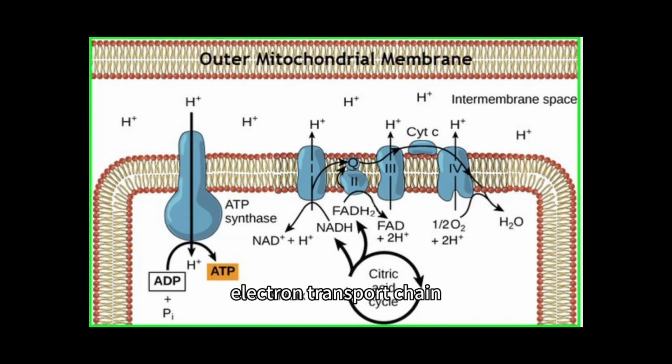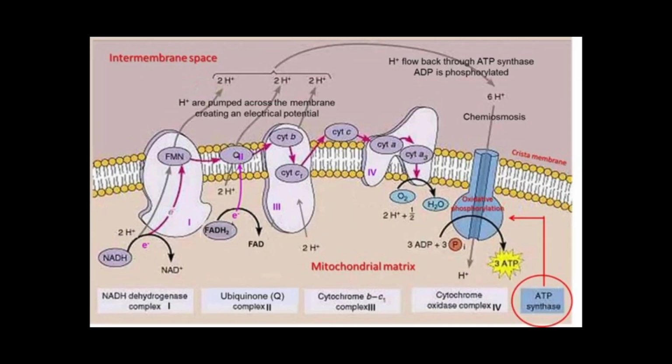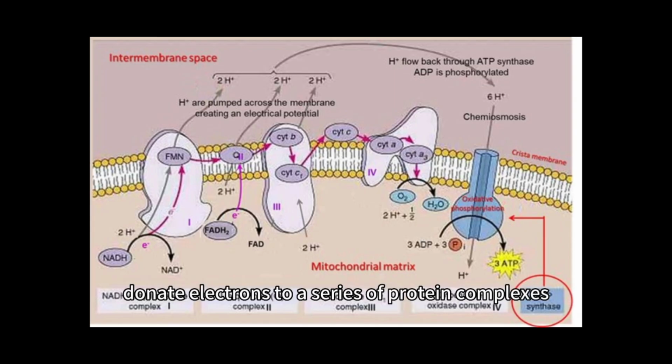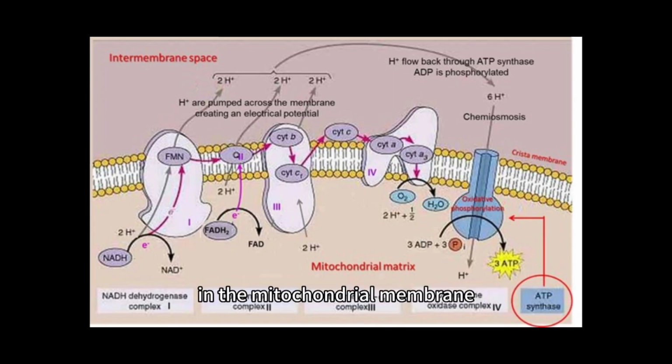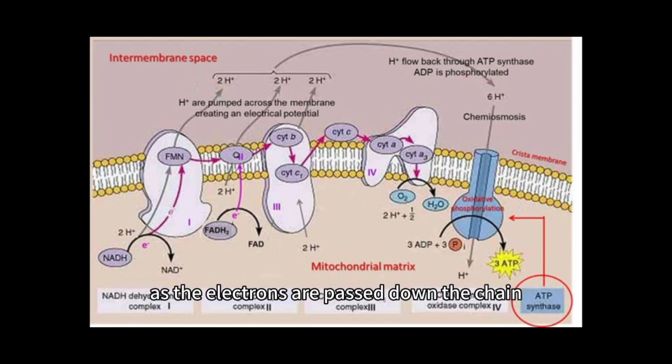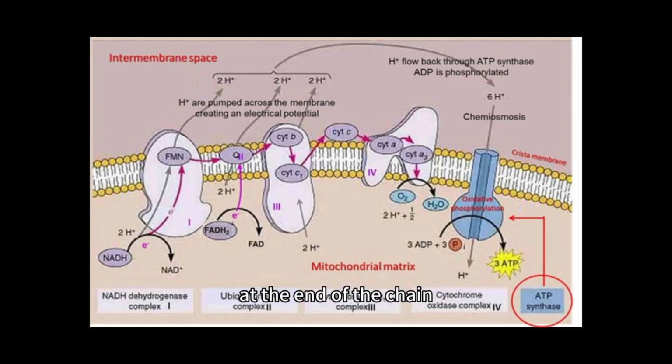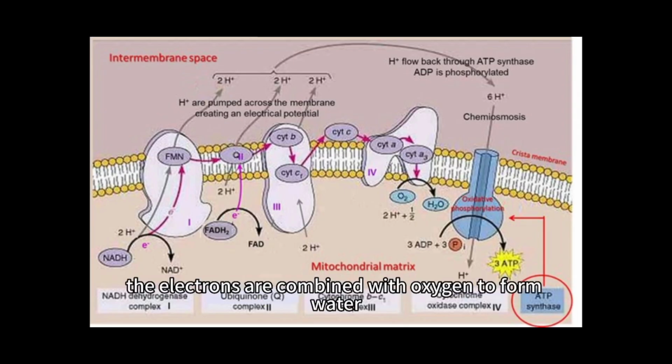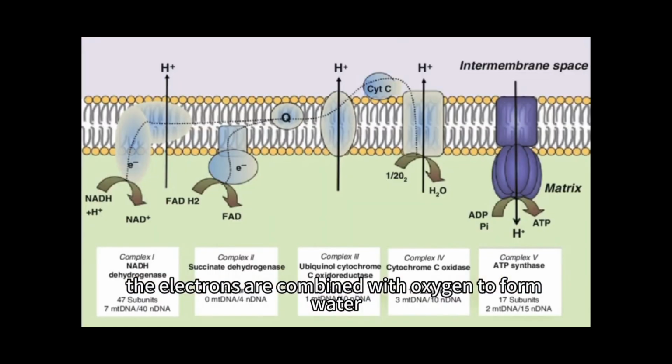Electron transport chain. The electron transport chain is the final stage of aerobic respiration and occurs in the mitochondria of the cell. During this stage, the reducing agents NADH and FADH2 produced in the Krebs cycle donate electrons to a series of protein complexes in the mitochondrial membrane. As the electrons are passed down the chain, energy is released and used to produce ATP. At the end of the chain, the electrons are combined with oxygen to form water.